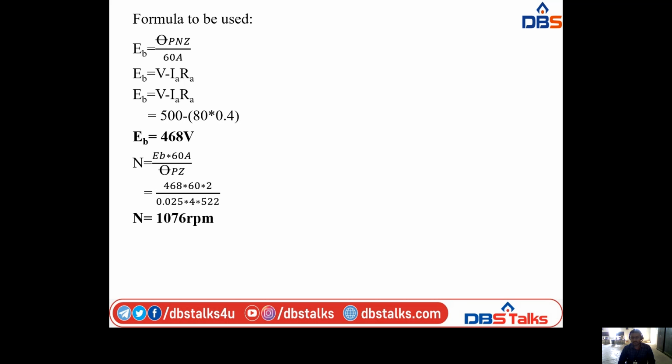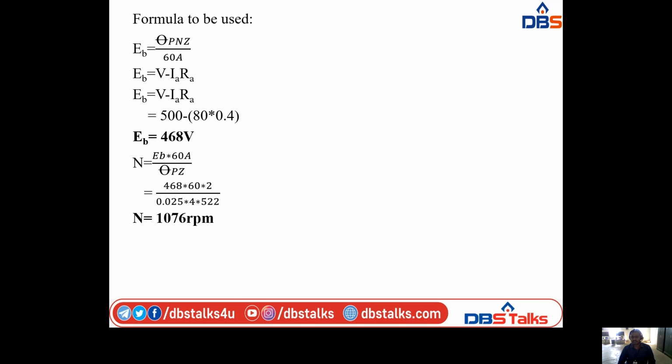In the given problem, the input supply is 500 volts. Substitute here 500 minus the IA value, which is 80 amperes, multiplied by the armature resistance, 0.4. So in total we have the back EMF EB is equal to 468 volts. This is the back EMF value, and next we find the speed.